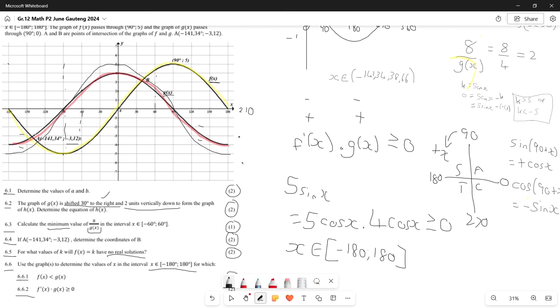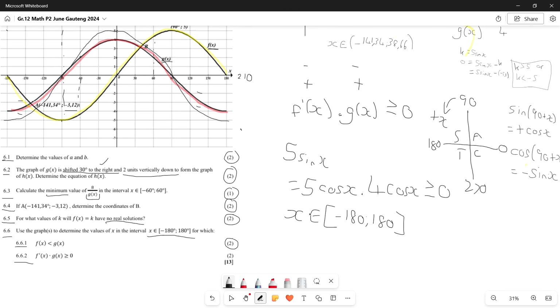So there's no interaction difference, and it means that a negative times a negative is positive, 0 times 0 is 0, which is included here, positive times positive is positive, and this repeats as we move all the way to 180, which means that this is the interval where 5 cos x multiplied by 4 cos x is greater than or equal to 0, and this will earn us 2 marks over there.